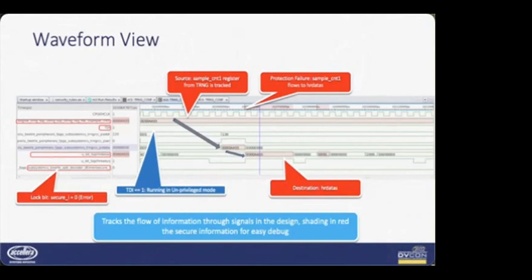In unprivileged mode, the lock bit was not set. Hence, waveform view will track the flow of information through the signals in your design, and it shades it in red. That gives a very easy visual cue for the designer or the verification engineer to quickly debug and look at where the error actually exists in the design.